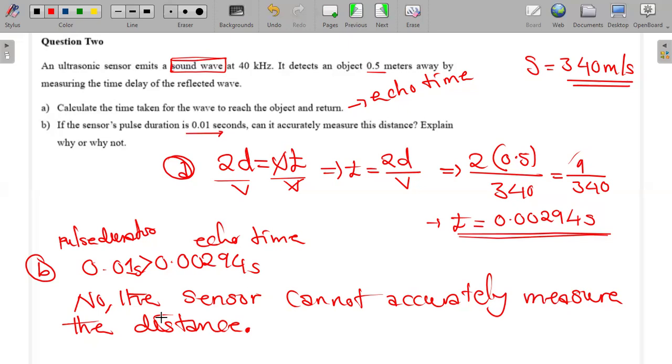The pulse duration is the time it takes the sensor to produce its pulse. So the pulse must first finish before the echo comes back. But here you are seeing that whilst it's still producing its pulse, the echo has already returned, which means it cannot accurately measure. Even as human beings, if you are talking and before you finish, someone starts answering or shouting back, you cannot clearly get what they are saying. You need to first finish what you're saying, then let them respond. Then you can get clearly what is happening. As simple as that. Let's move on to question 3.